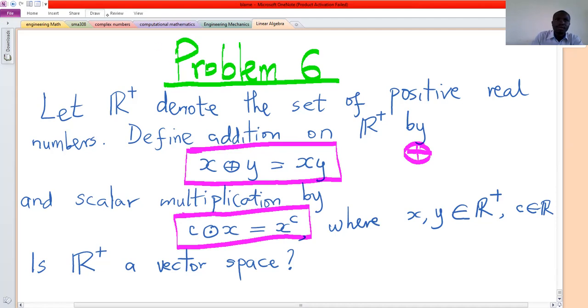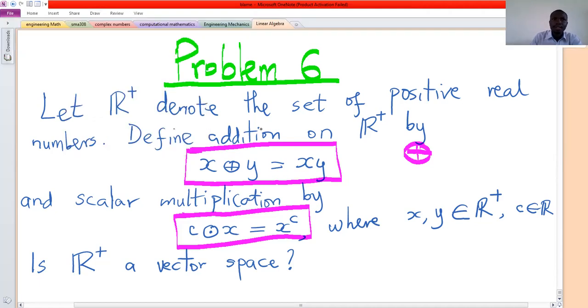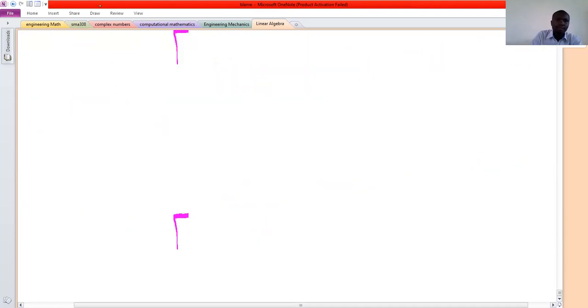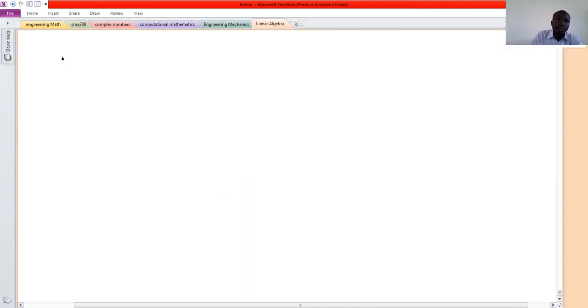To prove that, we have to check the 10 axioms of a vector space. With this specific example, because we have already defined addition and multiplication, we'll have to prove the remaining 8 properties. So property 1, commutativity.